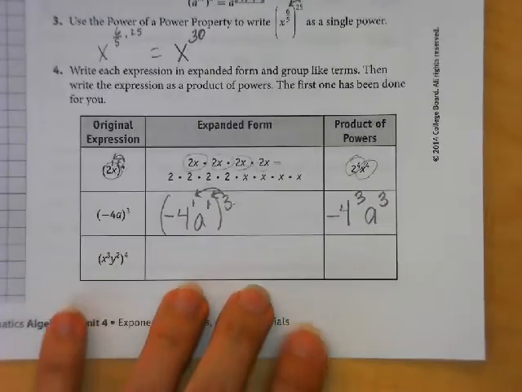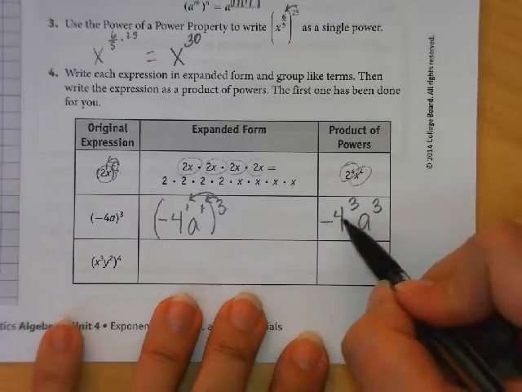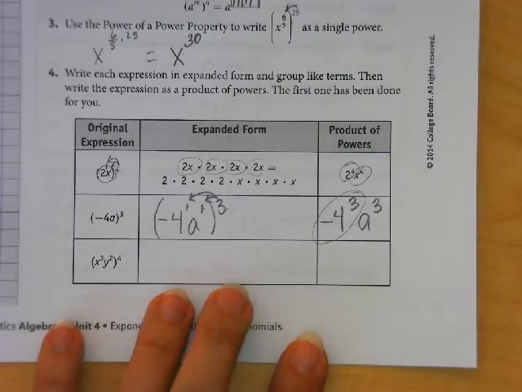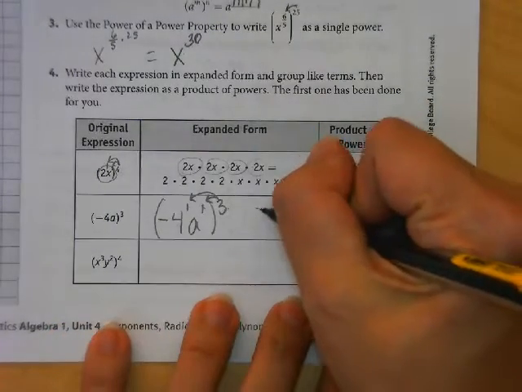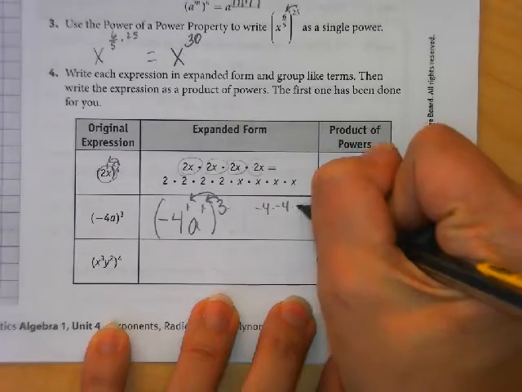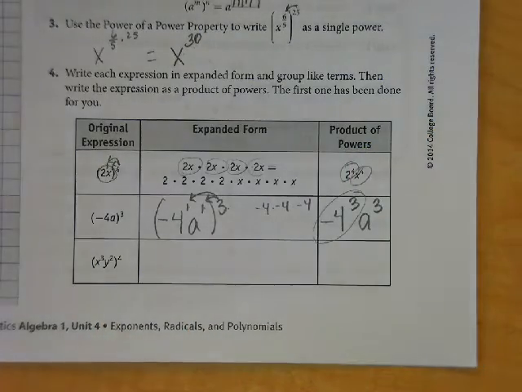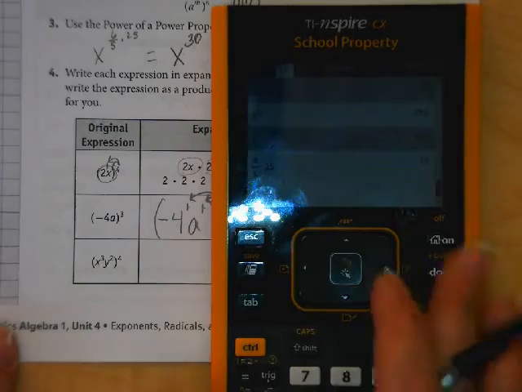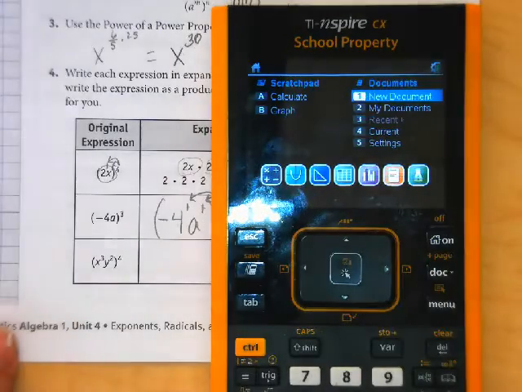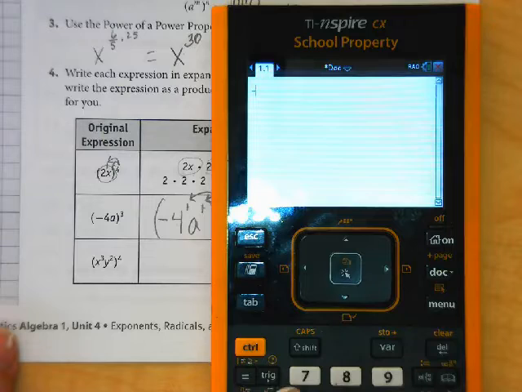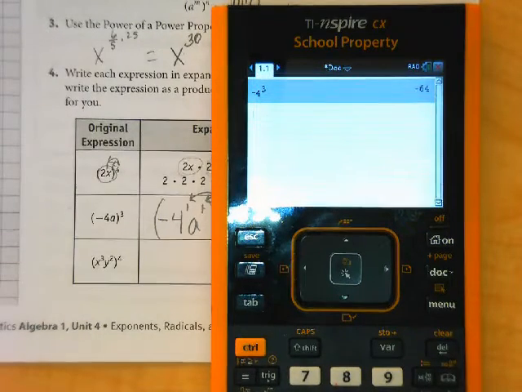Now, I do want to talk to you real quick. If we wanted, we could simplify this negative 4 to the third power. We know that this is negative 4 times negative 4 times negative 4, right? What's a negative times a negative times a negative? A negative. Okay, so this is where sometimes our calculator will mess us up. So I want you to watch real quick. If I put in negative 4 to the third power, I get negative 64.